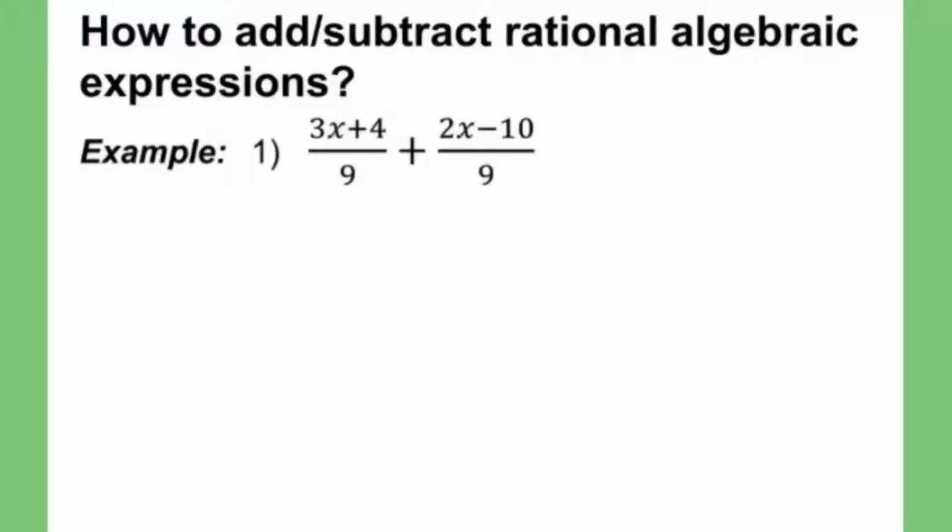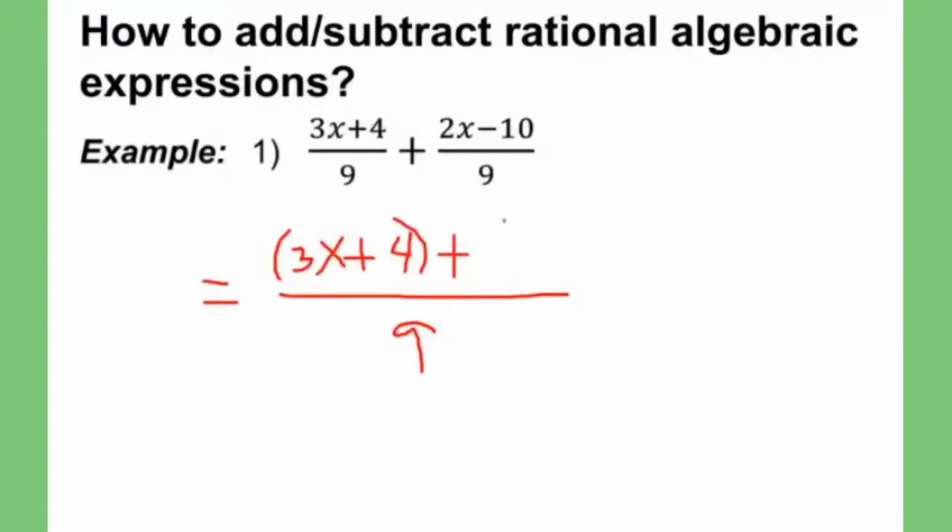Notice that we have similar denominators. So we do not need to find the LCD. All we have to do is copy the common denominator and we add our numerators. So we have 3x plus 4 plus 2x minus 10.